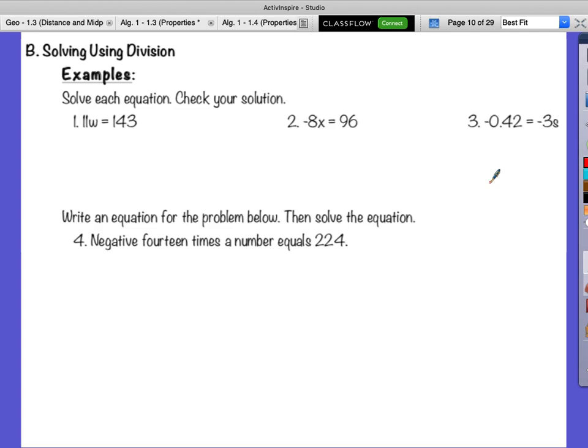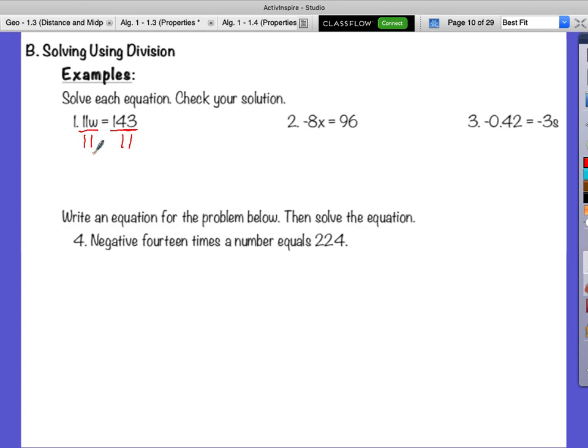So on number 1 here, 11W is equal to 143. What mathematical operation is happening between 11 and W currently, Gracie? Multiplication. How do we undo multiplication? We divide. What are we going to divide by? Just some random number? No, 11 divided by 11. We're going to divide by 11, okay? Because that is what's with the W. And we divide both sides by that 11 because we want things to be fair and equal and balanced out, okay? Now, here's the thing.